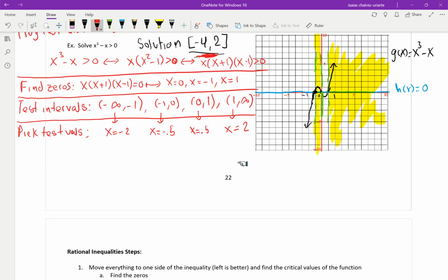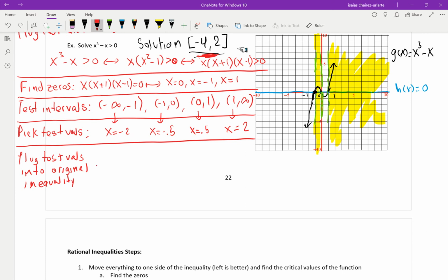Okay. And then the next thing I'm going to do is plug my test values into whichever form of the inequality makes your arithmetic easier. Here we have two forms of the original inequality. This one unfactored, and then we have the factored form of the inequality. I'm going to be plugging things into the factored form. So plug test values into original inequality.